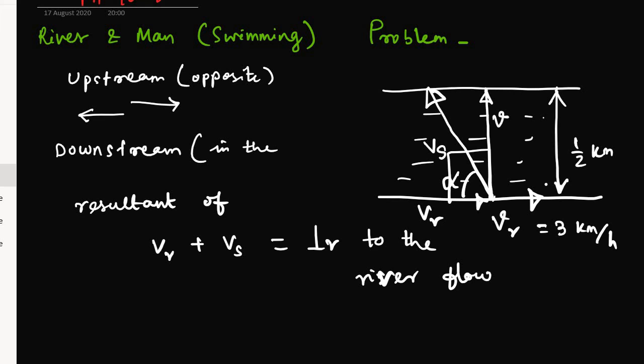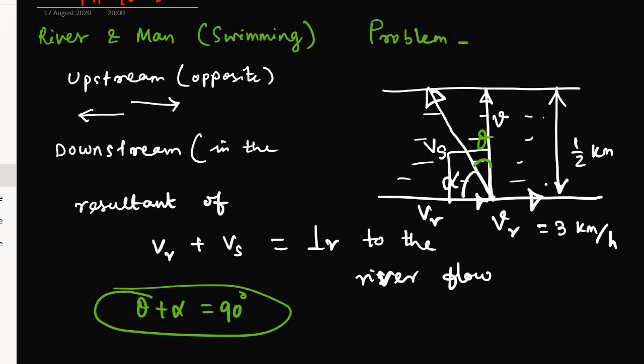That will happen if the resultant and the swimmer, if it is theta, I am naming the other angle alpha. So theta plus alpha will be 90 degrees. When theta plus alpha is 90 degrees, then the resultant of the velocity of the river and the velocity of the swimmer will be perpendicular to the river flow. Then only the swimmer will swim straight and cross straight. You must understand, this is the conceptual thing.